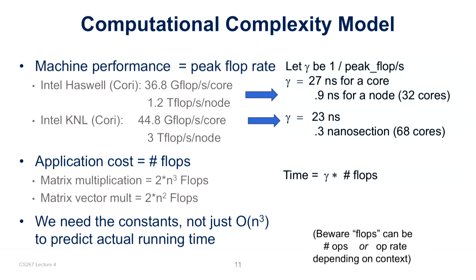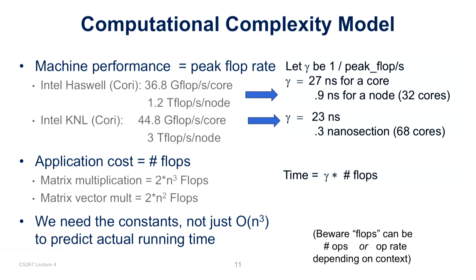We're just going to say the peak performance of that node is over a teraflop in the first case, whereas a single core is about 37 gigaflops, and similar numbers for the Knights Landing, but a lot more cores. Each one of them is slower. There's just a lot more cores, so that's why they get to 3 teraflops.